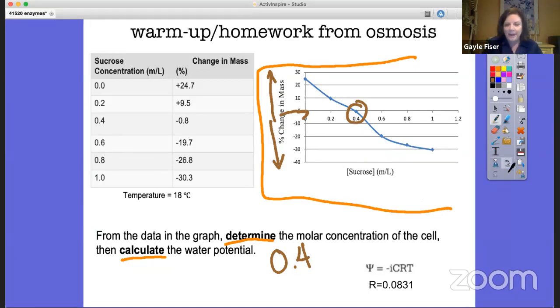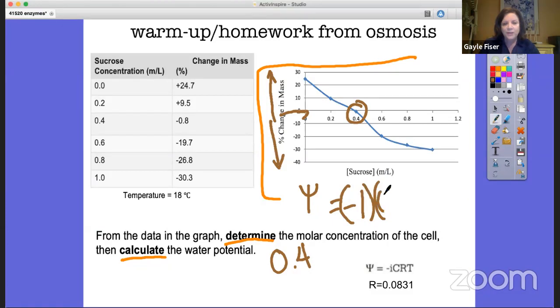Okay, so let's go ahead, and let me get rid of some of this. We're going to insert some numbers into this equation. There is our psi, it looks like King Triton's pitchfork, Ariel's dad. And so we're going to put -1. Why are we putting -1? Because we're dealing with sucrose. If we had salt, we'd have 2 ions involved, and that would be -2. So we're going to have -1, and then we're going to have our concentration, and then we're going to have our pressure constant.